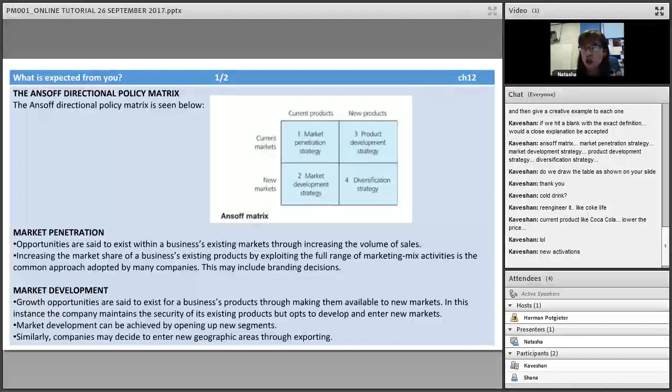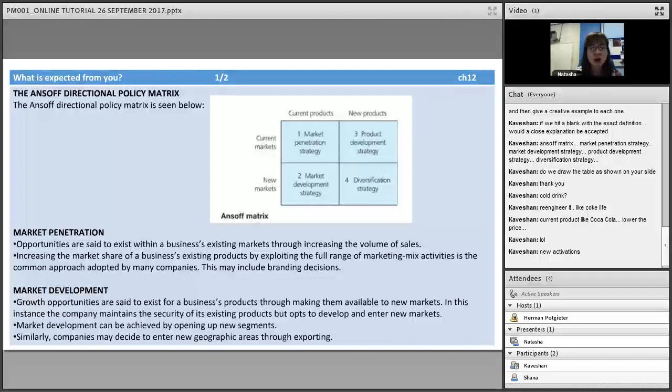This is what they usually do. You can have some branding activities. You can have a major road show. You can have sponsorship of a developing cricket team. Same product, same market. New activations. Indeed. Well done. Right. Second aspect to be looked at under Ansoff's directional policy matrix is market development.